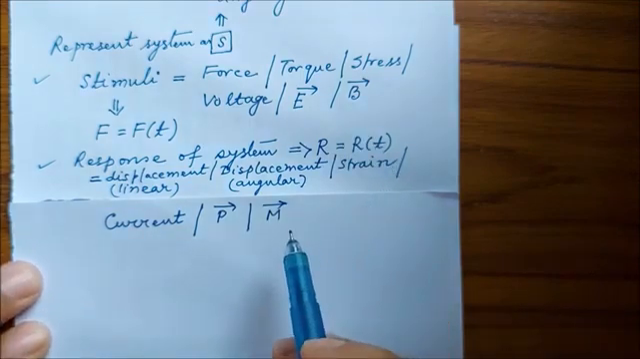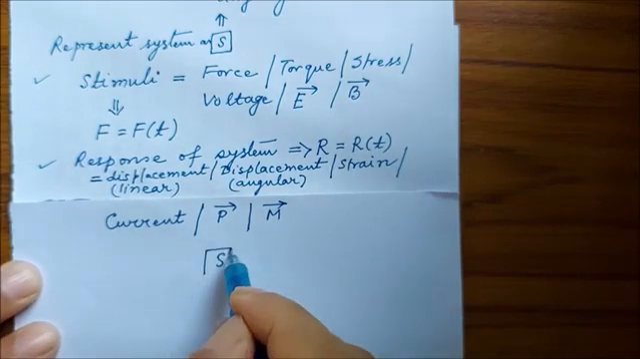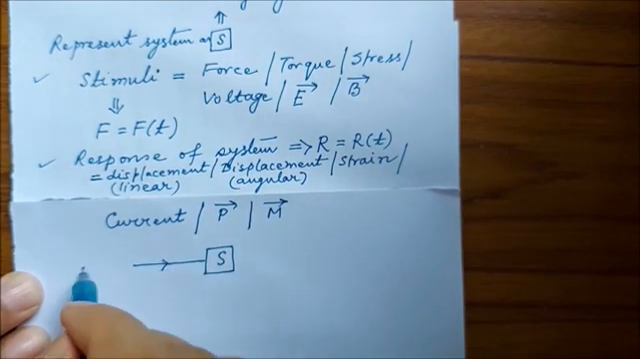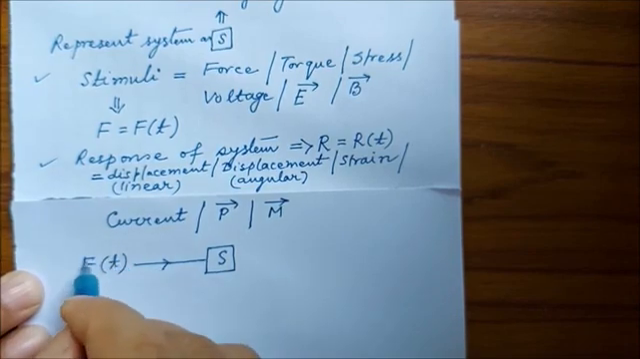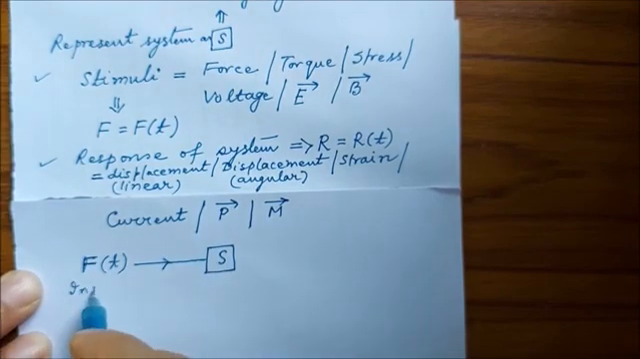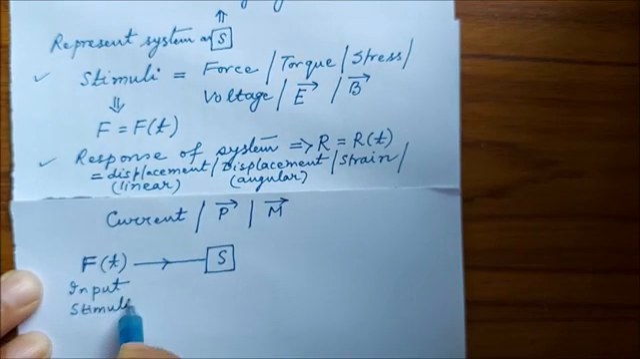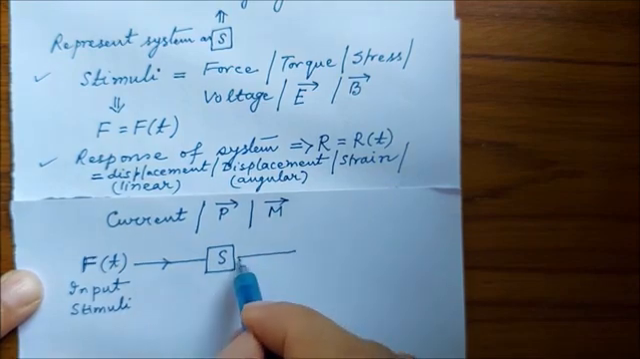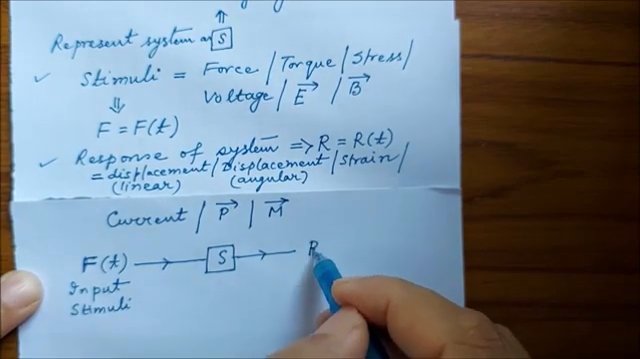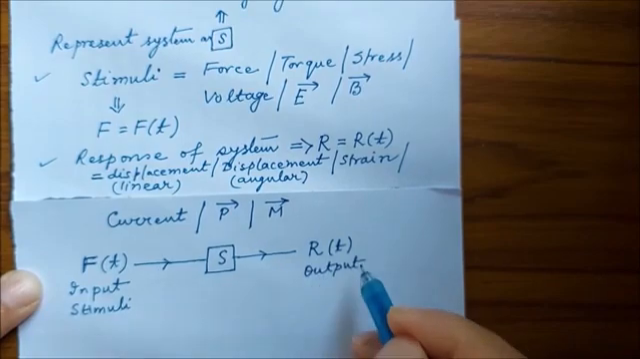So what we have stated just now, let us represent diagrammatically. So this is the system, and a stimuli is acted upon the system. Say force operates on the system, acts on the system. So this is the input, this is the stimuli, and the system reacts or responds, and that response is denoted by R of t, which is obviously the output of the system.